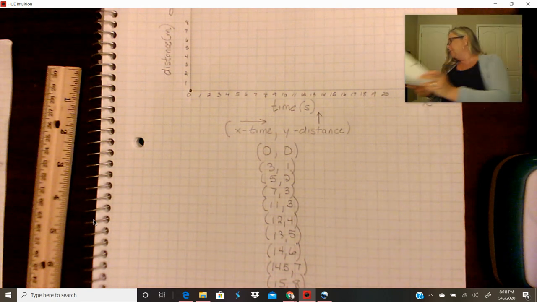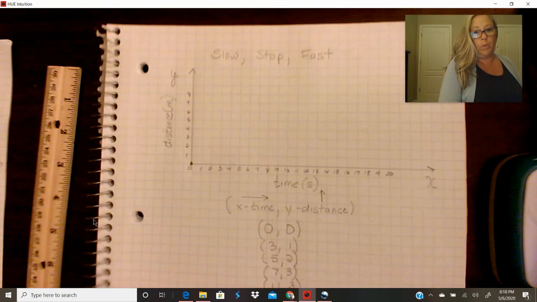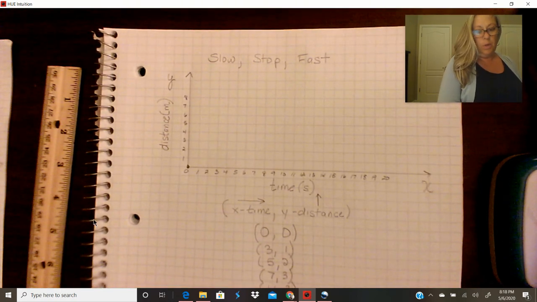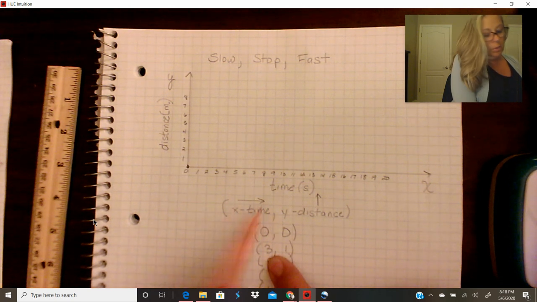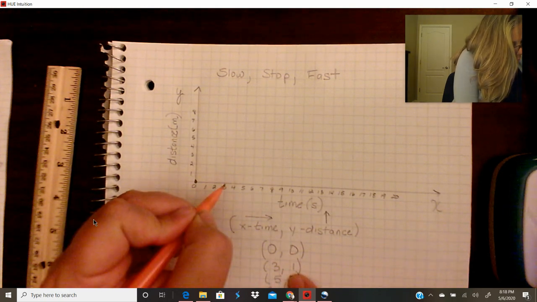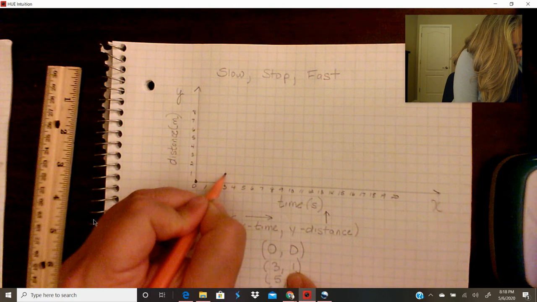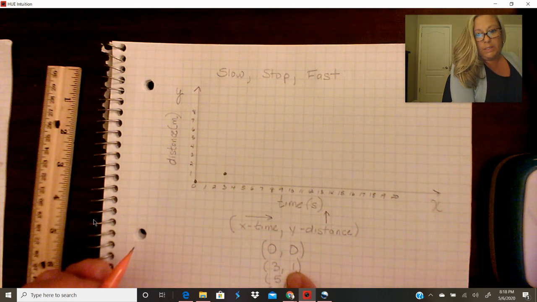So all that's left to do is to graph this data, which we shall do, and it will be so much fun. All right, we're going to graph 3, 1. And remember, the first number is the crawl number. So we're going to crawl over to the 3, and we're going to climb up to the 1 and put our point right on the line where they intersect, not in the spaces.